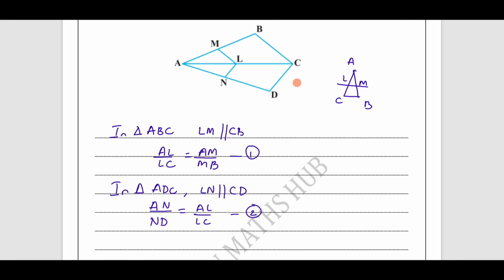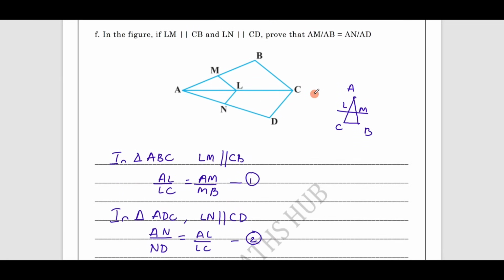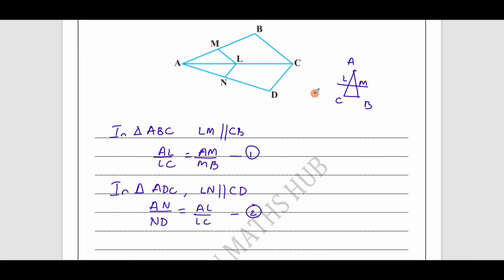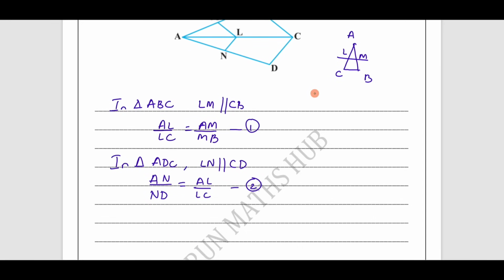So from 1 and 2, what we should do is we should prove that AM by AB is equal to AN by AD. Otherwise, you could have used the corollary, could have got the answer directly, but I'll go here stepwise. But try to use the corollary. So from 1 and 2, what do we get? AM by MB equals AN by ND. Why? Because here AL by LC they are same. Therefore, AM by MB is equal to AN by ND.